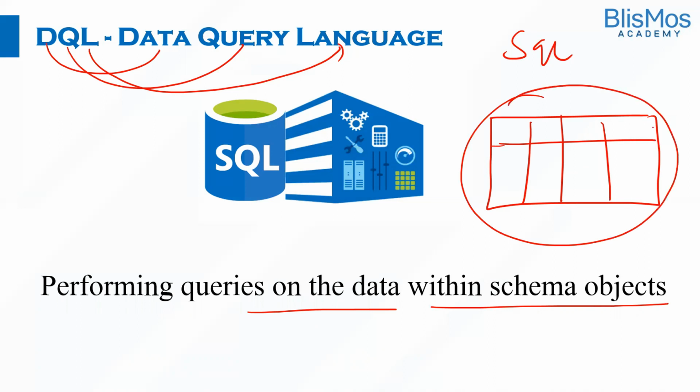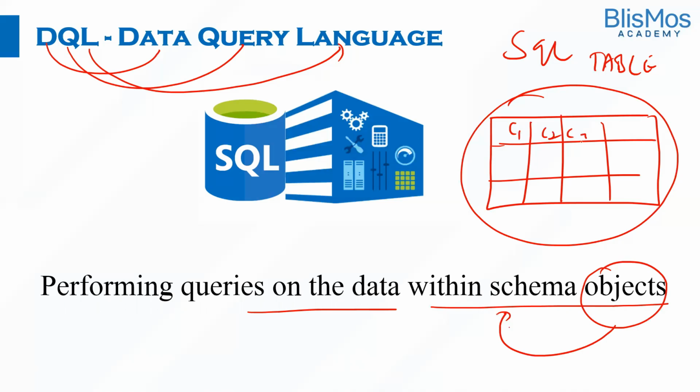What do you mean by schema object? Any object which has a schema. For example, here we have a table. This is one of the database objects. Does it have a schema? Yes, it does, because we are specifying the columns and the column types and all other aspects. So the main purpose of the DQL is to get some schema relation based on the query passed to it. Other way of saying, performing queries on the data or running queries on the data within the schema objects.